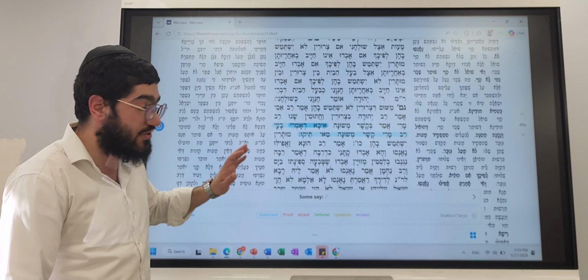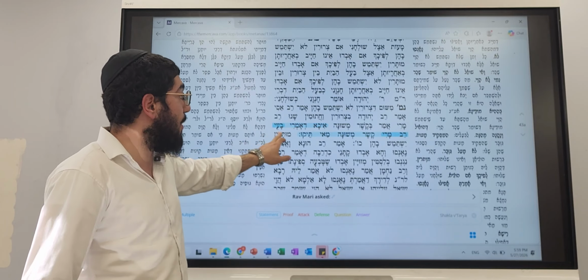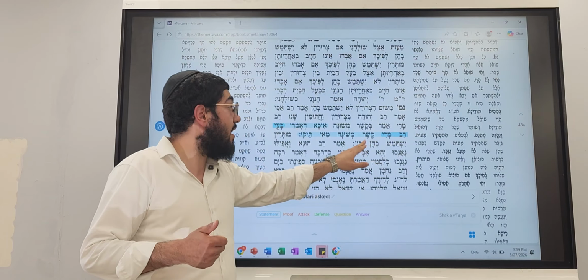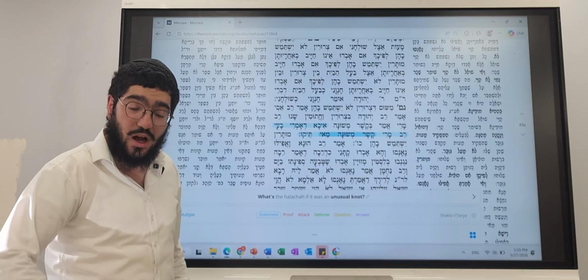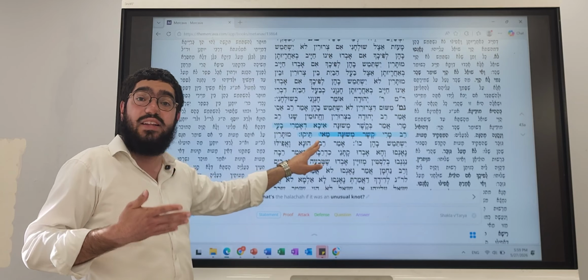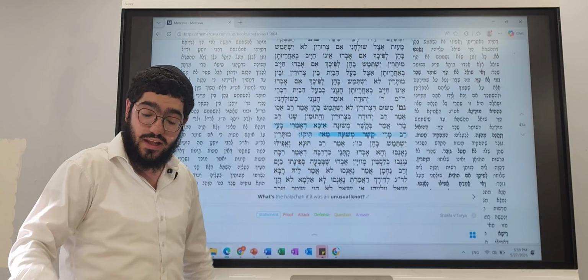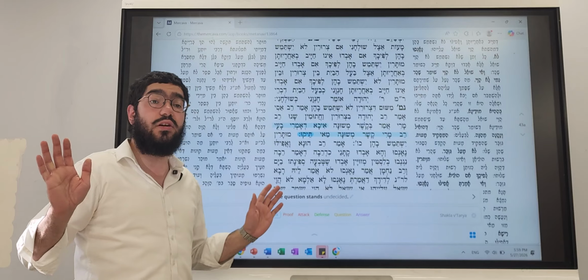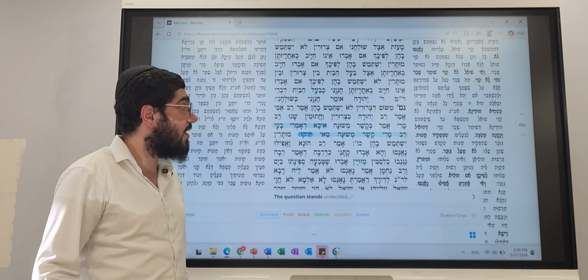There are some who say another version. Rav Mari asked, kashem Mishnah, a unique knot, a different knot, what would be the din? Is that an indication that the shulchani shouldn't use it? And the answer to that is teiku. The question remains standing.